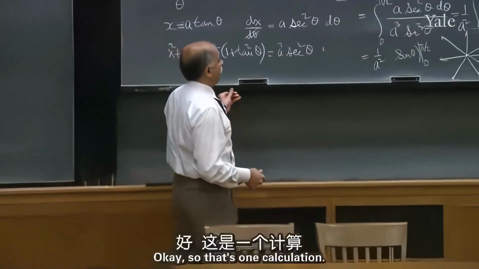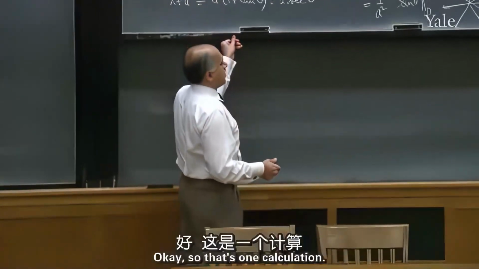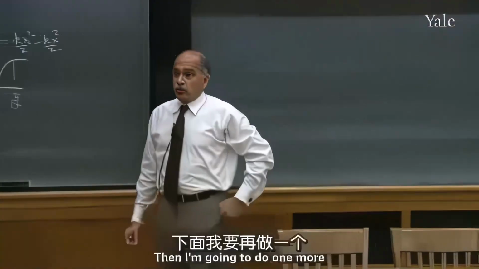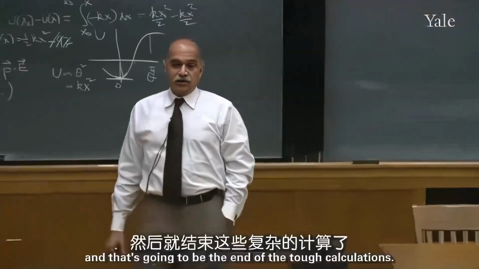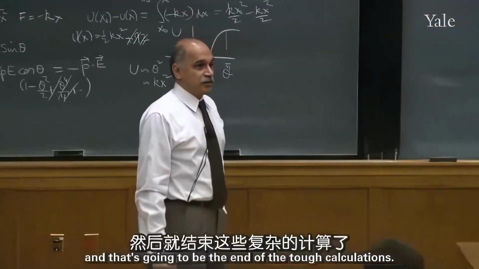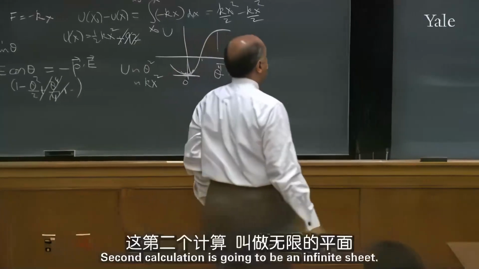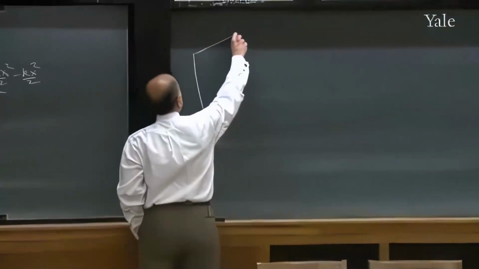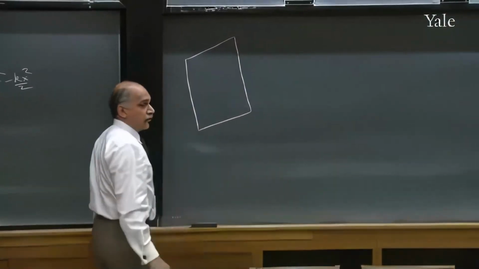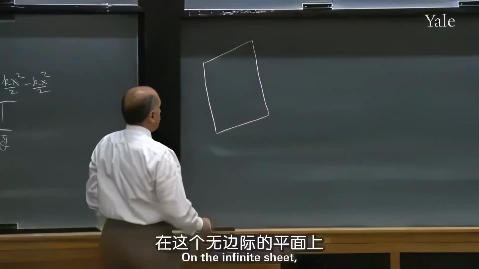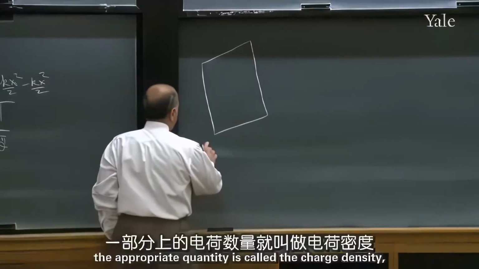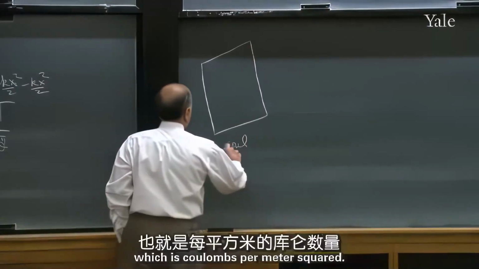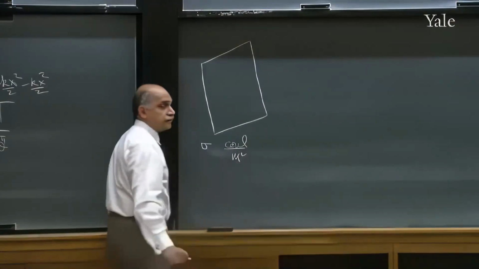Okay, so that's one calculation. Then I'm going to do one more, and that's going to be the end of the tough calculations. The second calculation is going to be an infinite sheet. On the infinite sheet, the appropriate quantity is called the charge density, which is coulombs per meter squared.